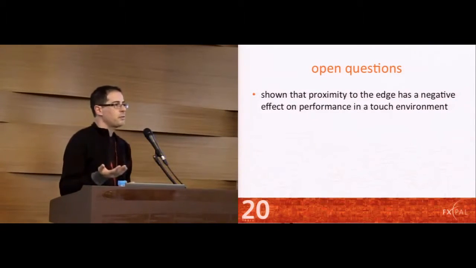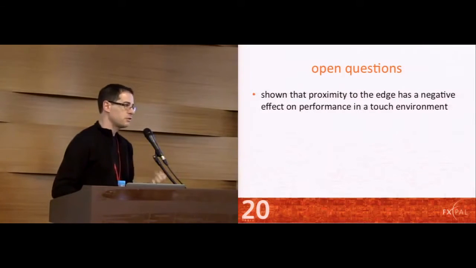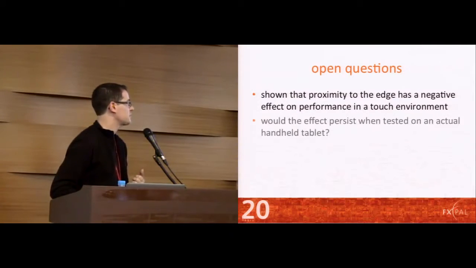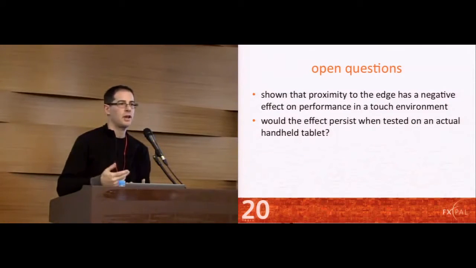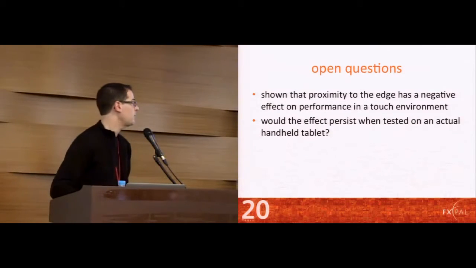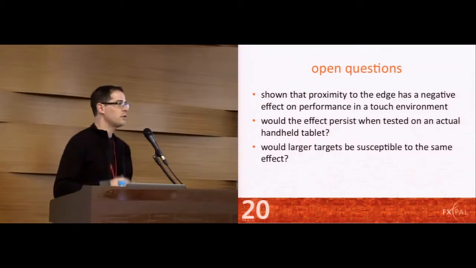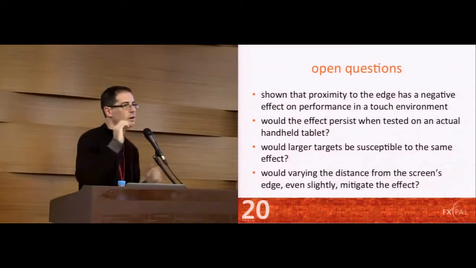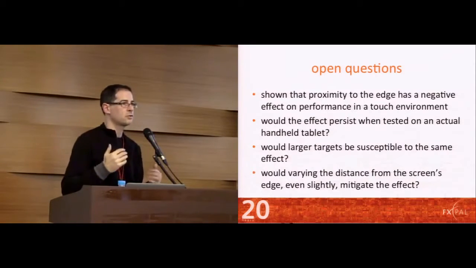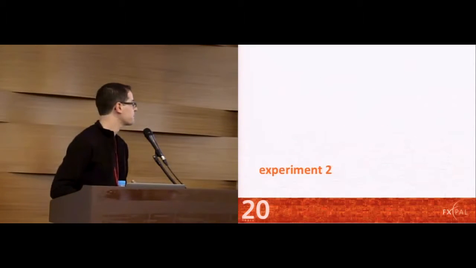So we saw that performance degraded when targets were close to the edge, but there are still some open questions that this raises. For example, would that happen also not in this setup that I showed you? Would this happen when someone is holding a tablet in their hand and tapping? What would happen if we used large targets and not just small ones? Or for example, can we start moving targets away from the edge to get the effect to go away?